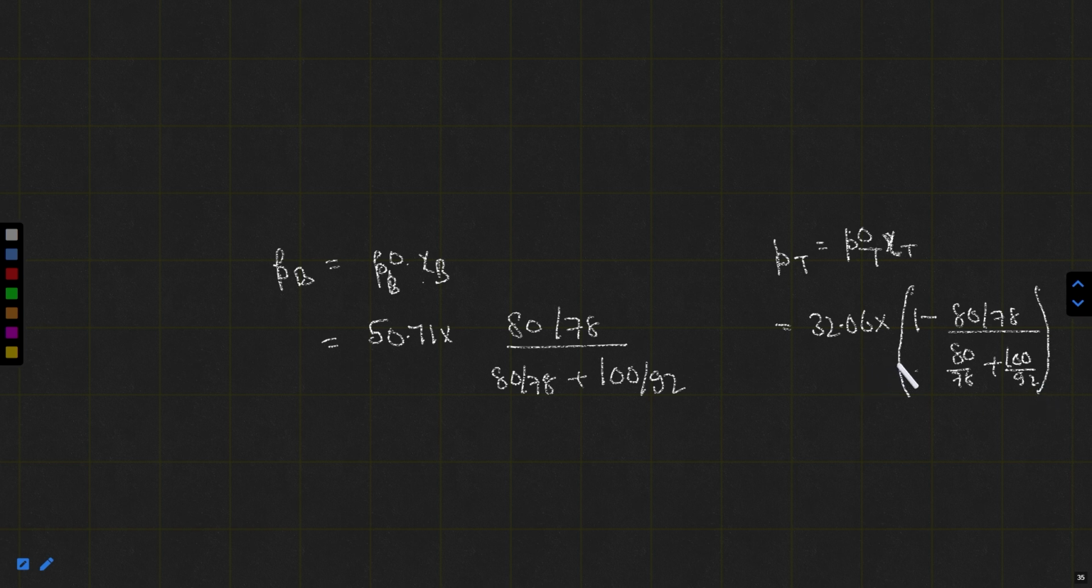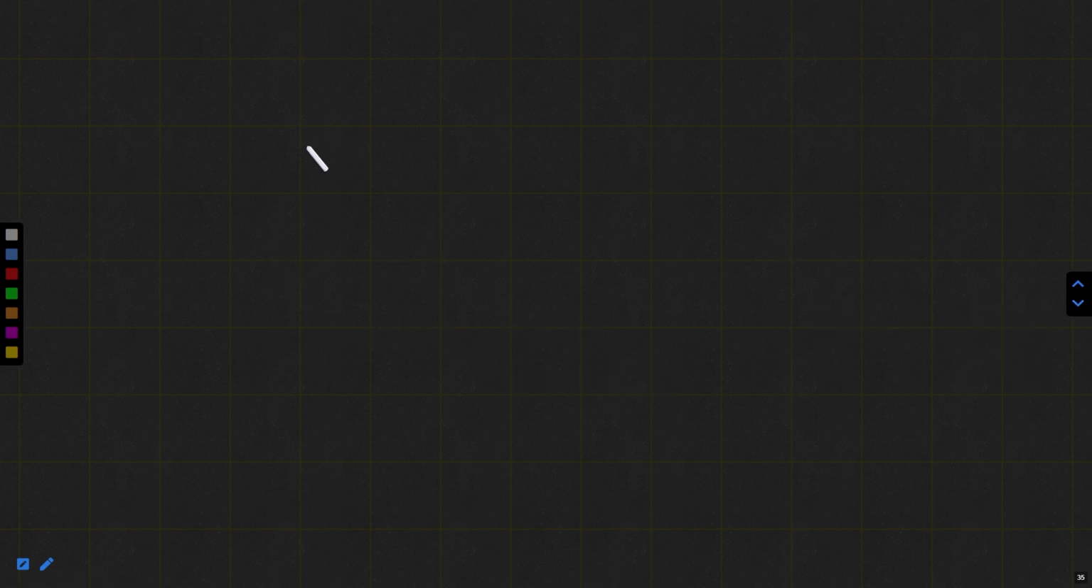Now we have PB, we have PT. Further, we know another formula for the vapor phase, which says that PA is equal to YA times P total, where PA is the vapor pressure in the solution phase. YA is the mole fraction in the gaseous phase and P total is the total pressure. Therefore YA will be equal to PA by P total.